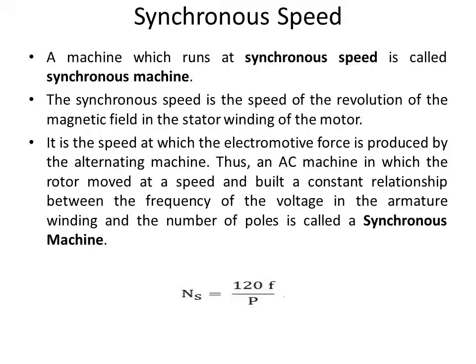How can you write the synchronous speed? A machine which runs at synchronous speed is called a synchronous machine. Synchronous speed is the speed of the revolution of the magnetic field in the stator winding of the motor. It is the speed at which electromotive force is produced by the alternating machine. Thus, an AC machine in which the rotor moves at a speed that builds a constant relationship between the frequency of the voltage in the armature winding and the number of poles is called a synchronous machine. So, a synchronous generator runs at a synchronous speed.